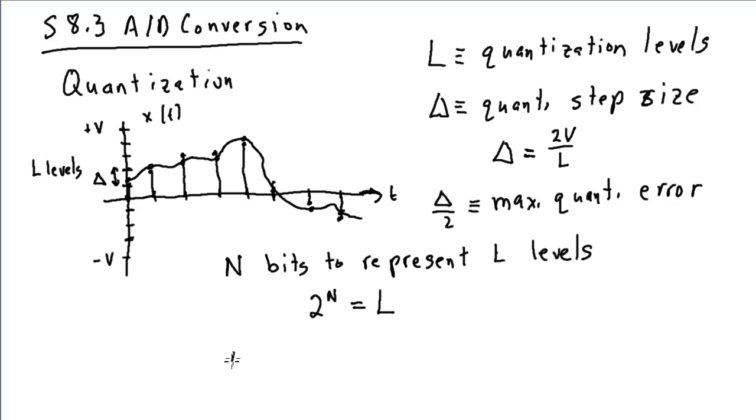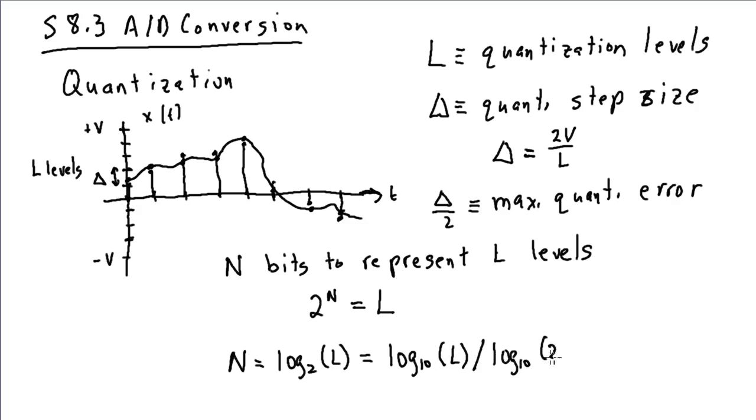We're often interested in finding N given L. That relationship is N is the log base 2 of L. If you don't have a log 2 function on your calculator, it's equivalent to log base 10 of L divided by log base 10 of 2. Actually, you can use any base for the log, so if you use the natural log, log base 2 is also equal to the natural log of L divided by the natural log of 2. Now, often in some calculations here, if you pick, for example, 200 levels, then you're not going to get an integer result. So typically you would round up to the next largest value of N to get an integer number of bits required for the quantization.